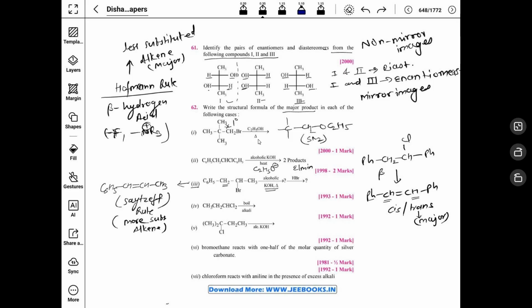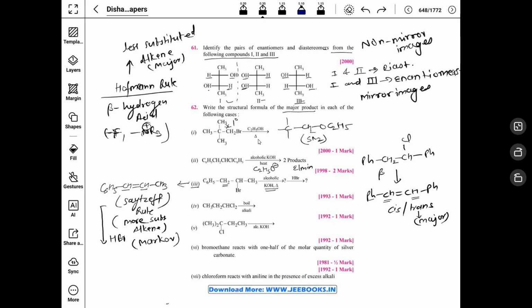Okay, now this reacts with HBr in the second step, and HBr reactions will follow Markovnikov's rule because there is no peroxide. According to Markovnikov's rule, hydrogen goes to the double bonded carbon which has more hydrogen atoms, and Br goes to the other double bonded carbon. But here both double bonded carbons have only one hydrogen, the same.